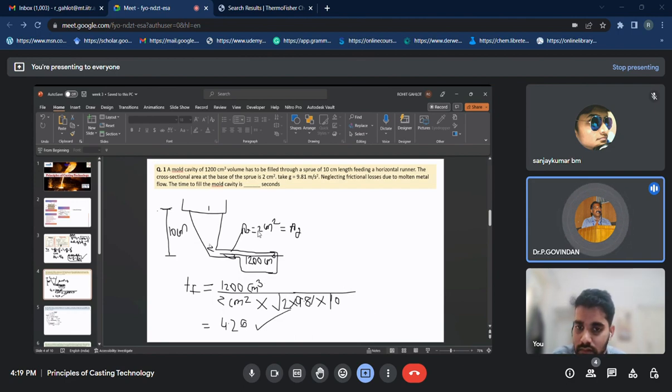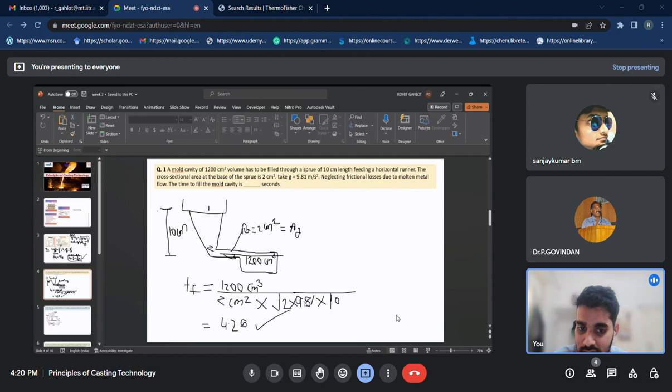Excuse me, sir. Yes, sir. In the previous problem, while finding out the velocity at point 3, V equals root 2gh, where g equals 9.81 meter per second squared.